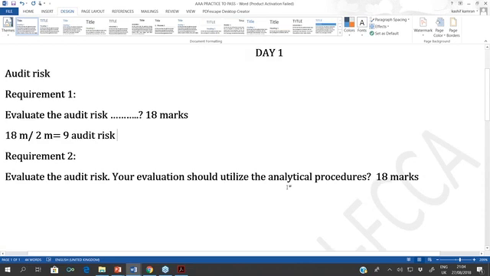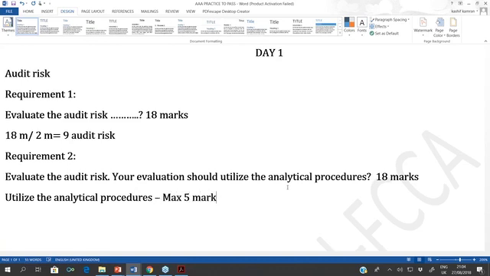Secondly, when a question says evaluate the audit risk and your evaluation should utilize the analytical procedures, then the marking scheme is different. Utilizing the analytical procedures contains a maximum of 5 marks. Deducting 5 from 18, I'm left with 13 marks for audit risk. I'll divide 13 by 2, so I should be writing 7 audit risks.